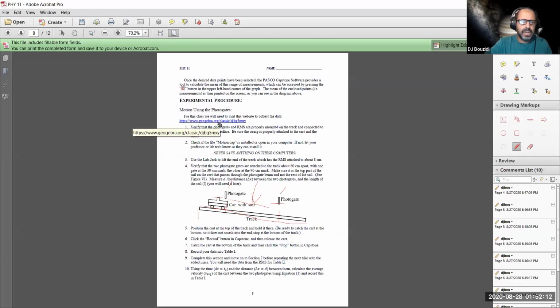So here is the link where you get your data. I'm going to click on the link. This is the link where you go and collect your data. So I'm going to click on it and stop sharing the screen and go and share with you the screen where I'm going to get the data from.